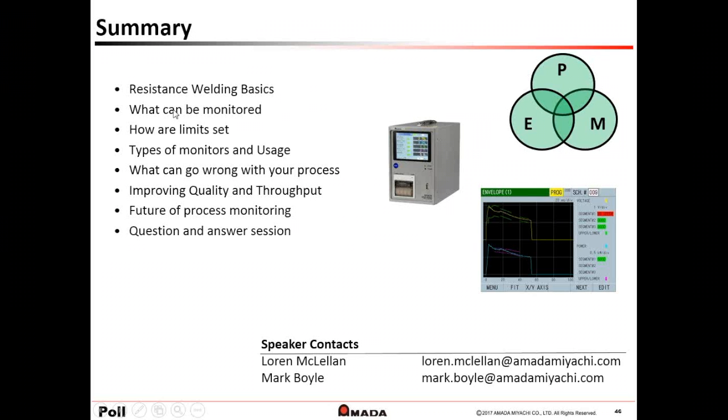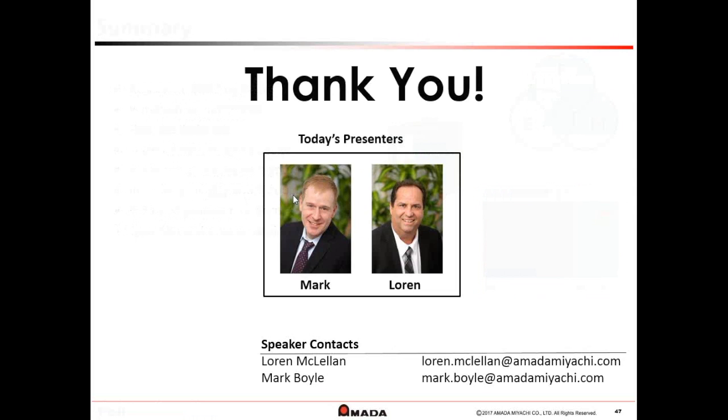So now, just as a brief summary, we really appreciate your time today and listening in. First we went through some resistance welding basics, identified the key parameters that occur during a resistance welding process, and identified how we can monitor those. We identified how limits are set, the types of monitors that are available, what can go wrong, and how those are monitored. We spent a little bit of time looking at the future of process monitoring, hopefully giving some ideas of what may be coming down the road, and we're certainly interested to know from you as well what you envision coming down the road.